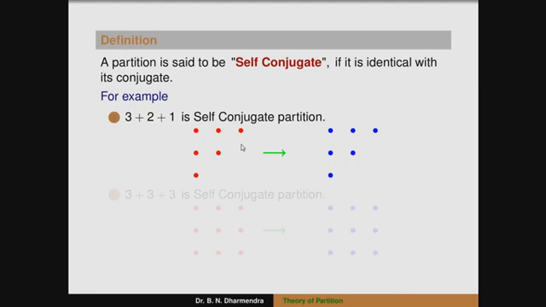Similarly, take the next example, n is equal to 9. 9 can be written as 3 plus 3 plus 3, which is self conjugate. When I interchange rows into columns, that can be written as also 3 plus 3 plus 3. So this is the definition of self conjugate. A partition is said to be self conjugate if it is identical with its conjugate. So n is equal to 6 can be written as 3 plus 2 plus 1, and 9 can be written as 3 plus 3 plus 3. These are all examples of self conjugate.